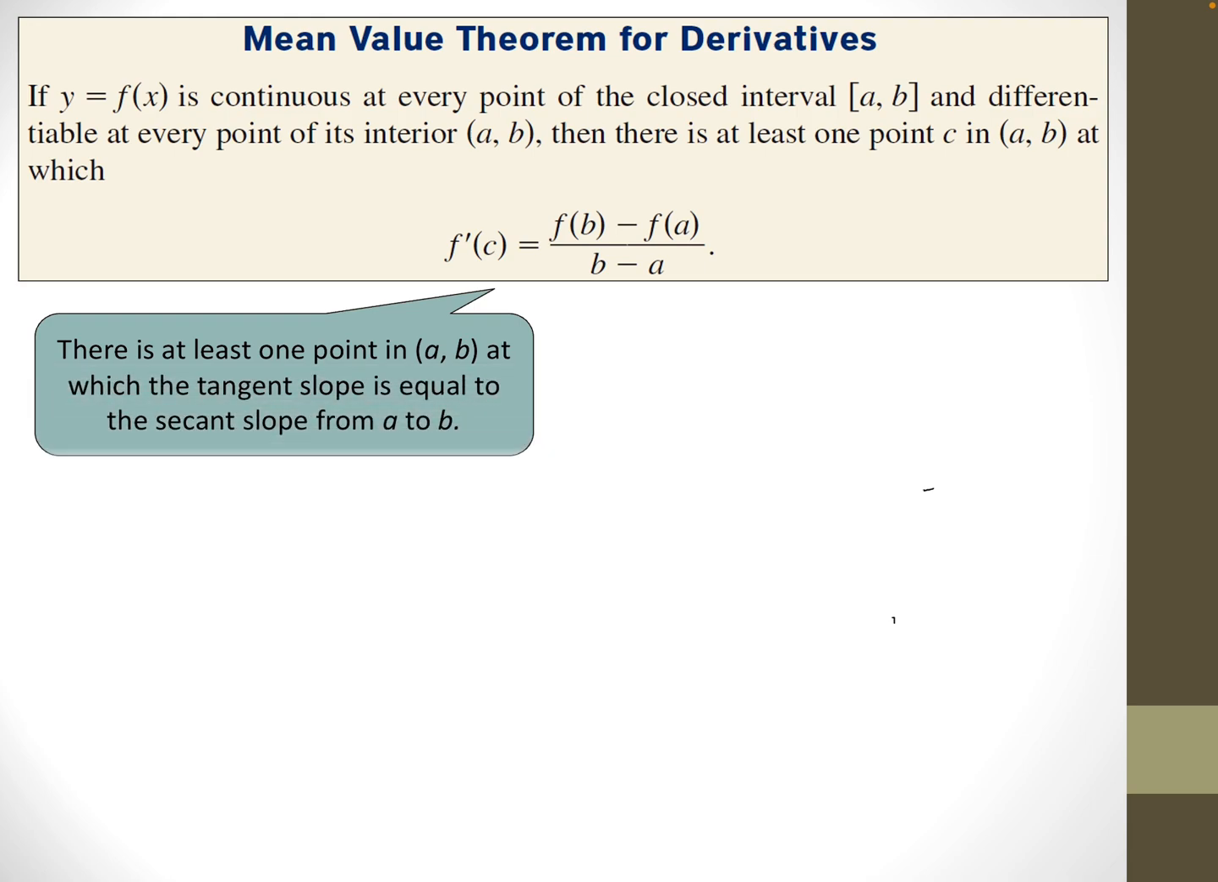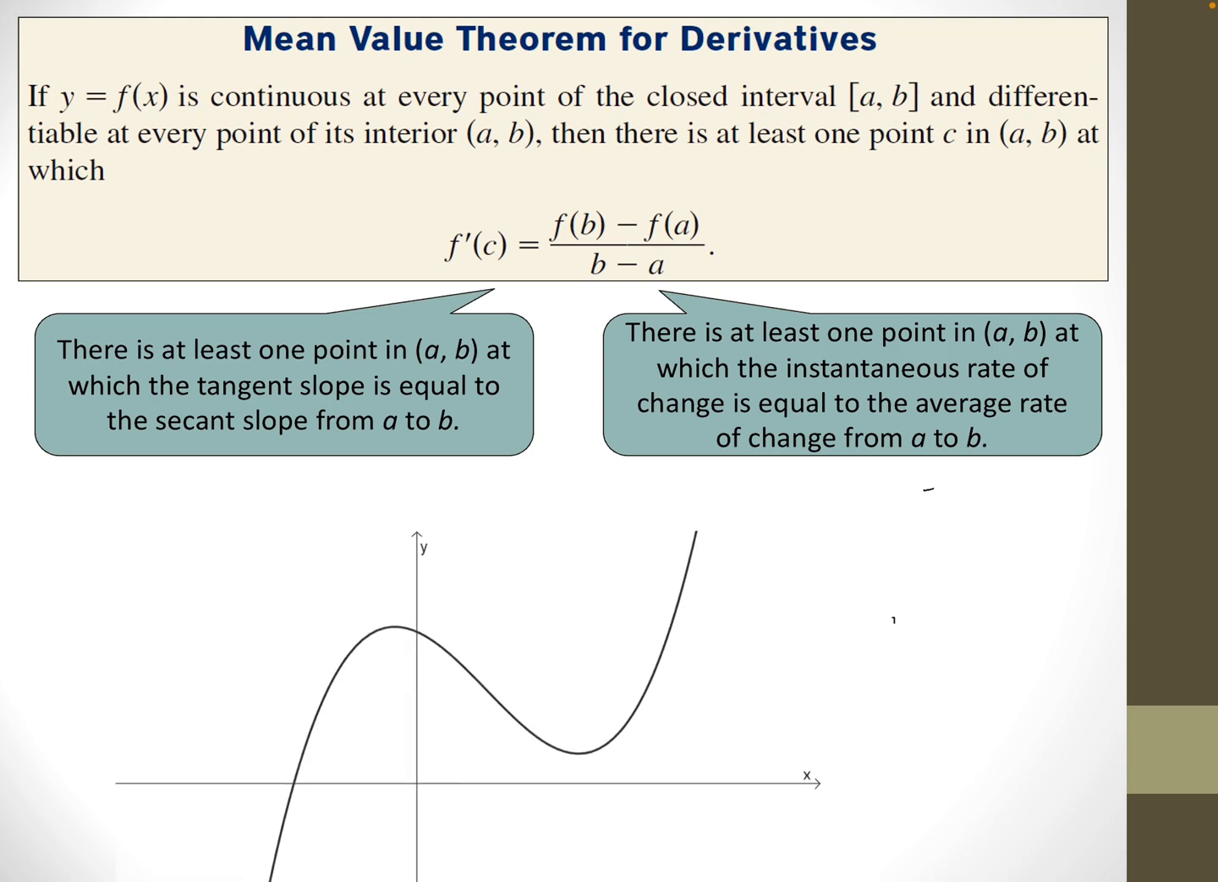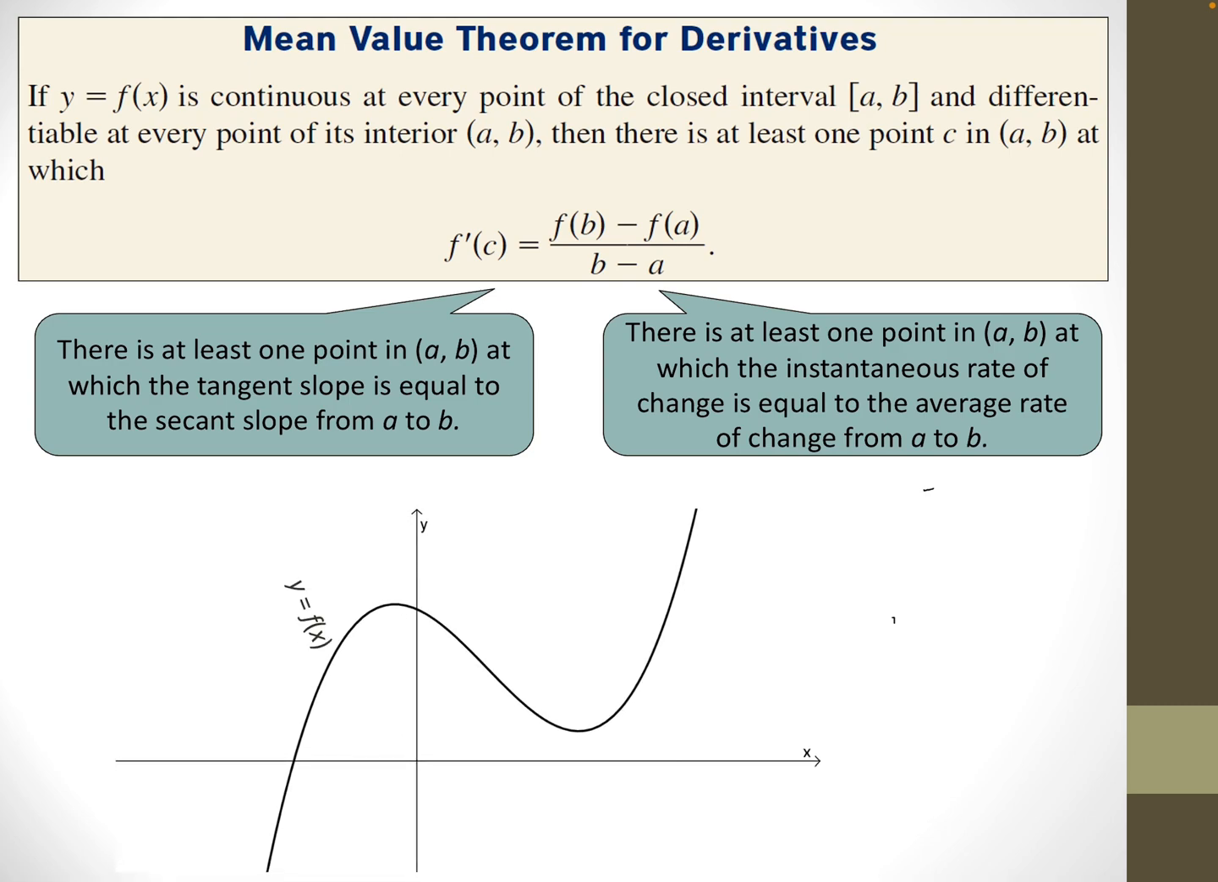So, in words, there's at least one point that we will find where the tangent slope is equal to the secant slope from b to a. There is at least one point in a, b where the instantaneous rate of change is equal to the average rate of change from a to b. Well, even that, I don't know that those thought bubbles really cleared things up, but the picture really will. And after seeing this picture that's coming up here, you can go back to these definitions and they will really become clear.